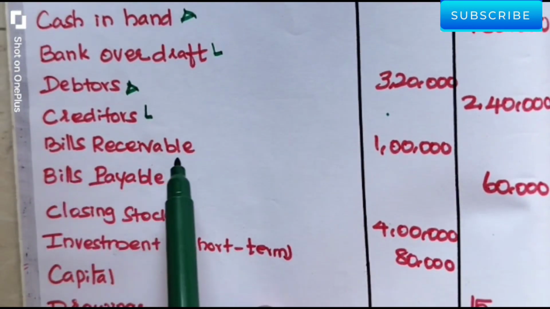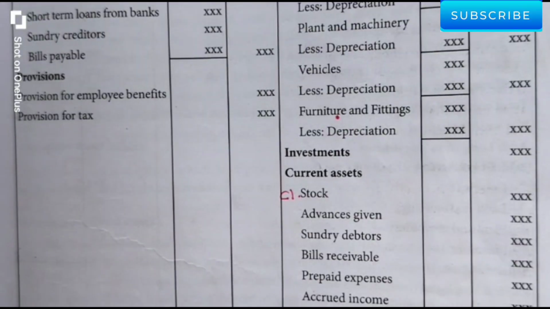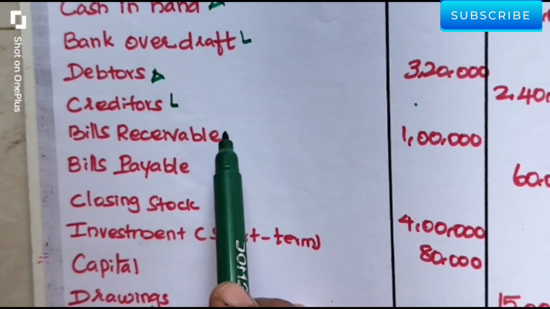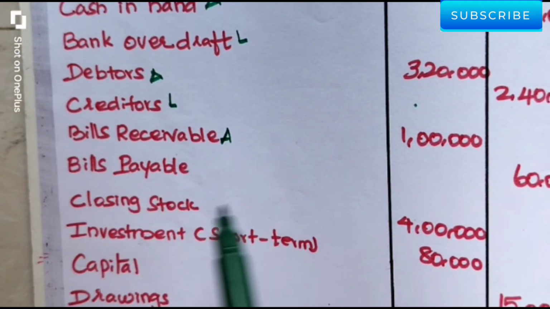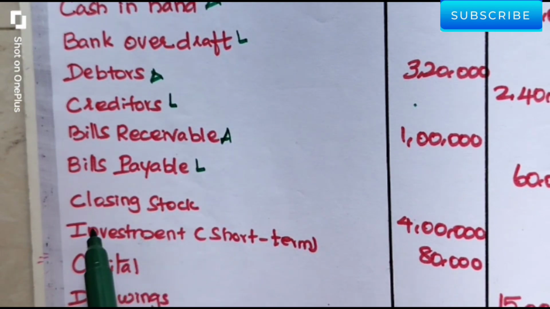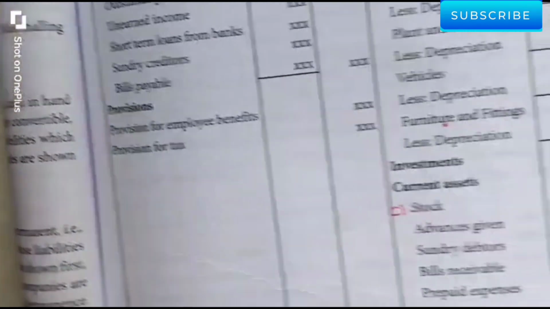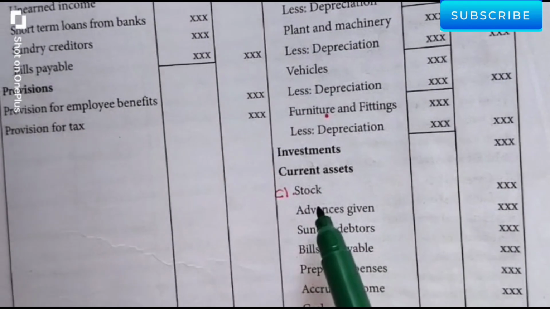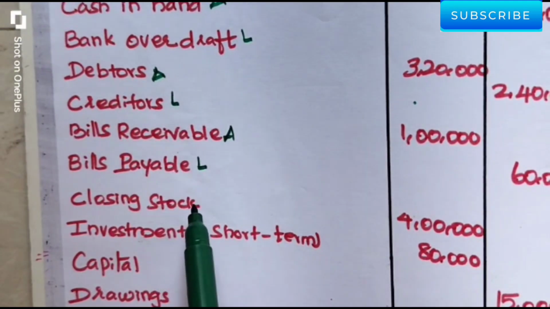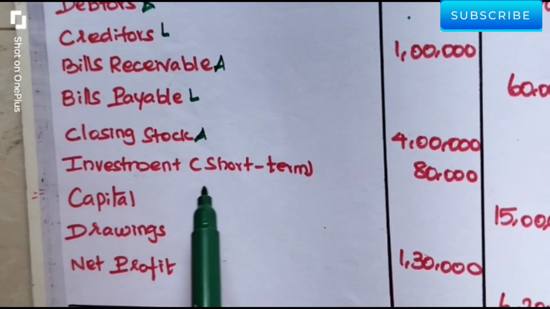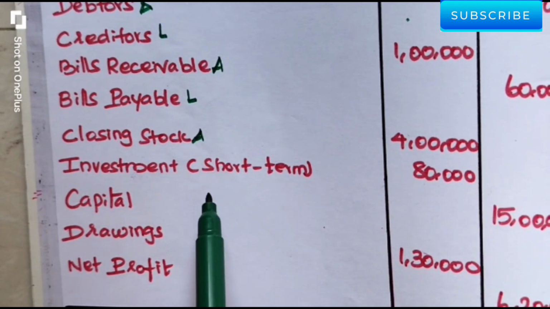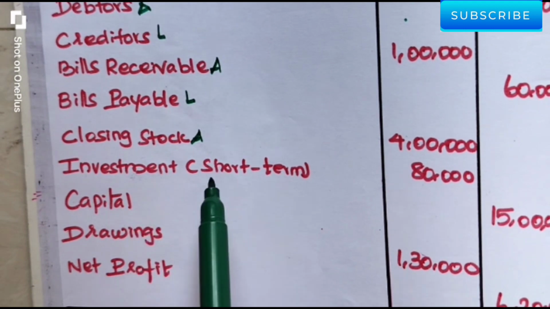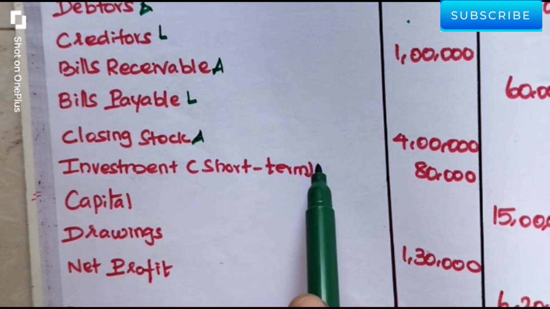Then bills receivable. This comes under the heading of asset. So you have to enter asset. Bills payable goes to liability side. And closing stock. Here they have given stock. Stock means closing stock. So closing stock comes under the heading of asset. Then short term investment 80,000 rupees. Short term investment means within 1 year. So investment comes under the heading of asset.